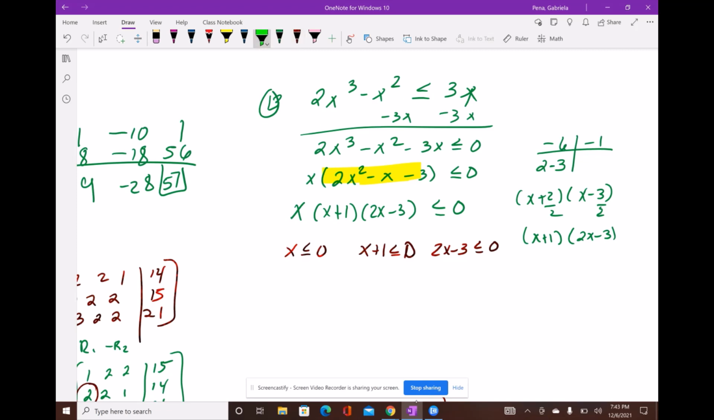So this one's already done because you can't do anything. But the next one I have to subtract 1, and I get x is everything less than or equal to 1, kind of, sort of.